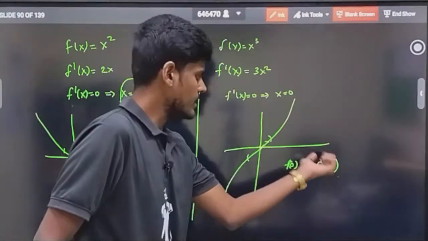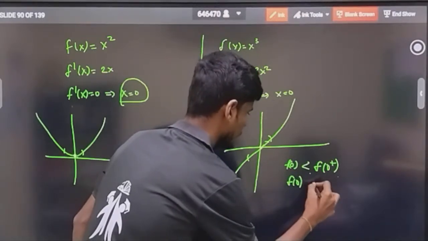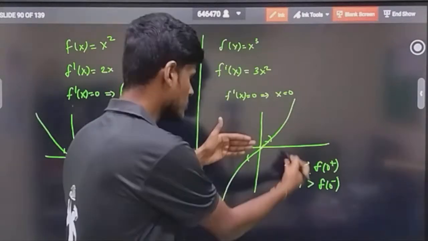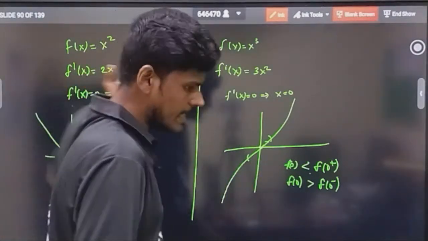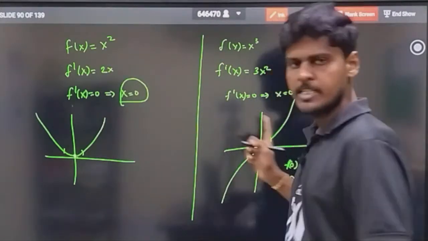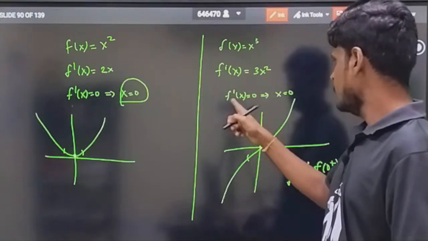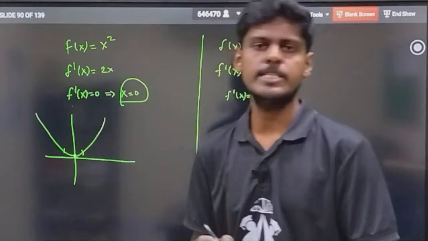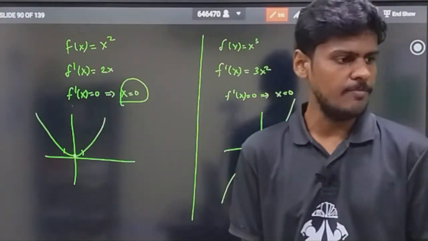F of 0 plus means limit of f of x. Similarly, f of 0 is greater than f of 0 minus. This should not exist. Both should be less than, which means f of 0 is the minimum value. Here, both should be greater than, which means it is the maximum value. That condition is not satisfied in this case. So for this function x cube, even though f dash of x equal to 0 means x equal to 0 is a critical point, it does not have a maximum or minimum value.